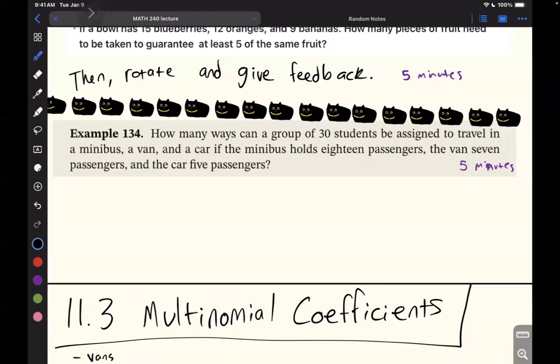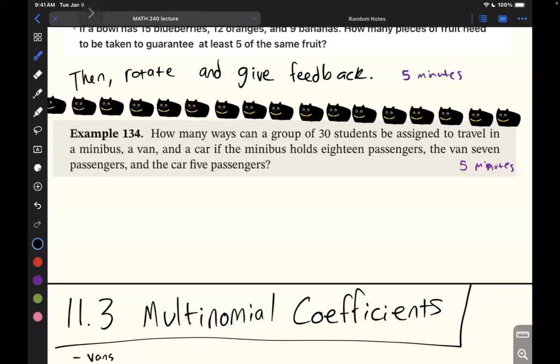All right. So we've got a question here. How many ways can a group of 30 students be assigned to travel in a minibus, a van, and a car if the minibus holds 18 passengers, the van holds 7, and the car holds 5? Right? So we're going on a field trip. We've got 30 students.